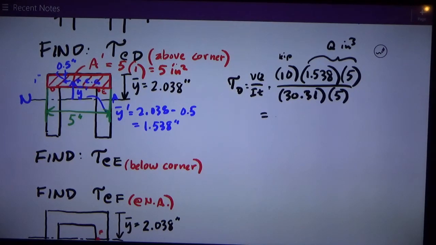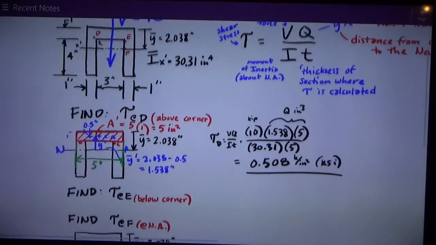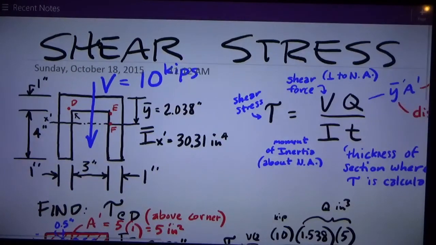Do the math, and that works out to be 0.0508 kips per square inch, or KSI as we usually call it. So that's one answer. Now, back to the drawing, I want to know the shear stress at point E, which is just barely below the corner. So it's going to have essentially the same Q, but a different thickness.